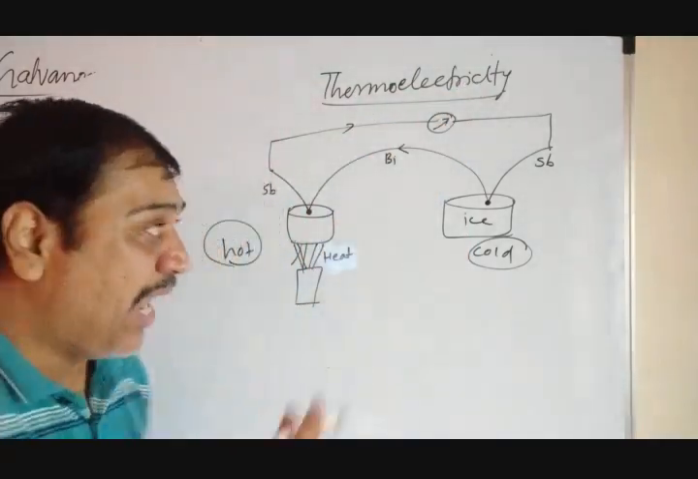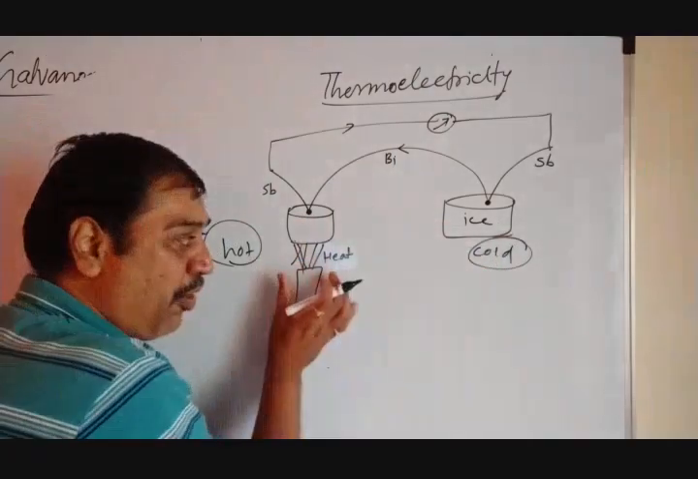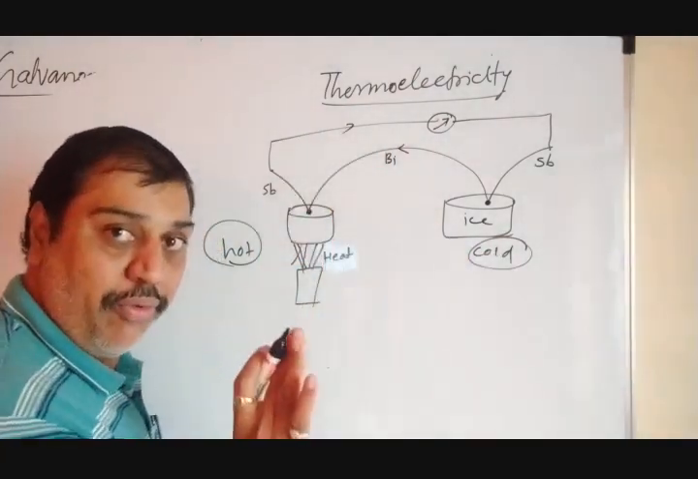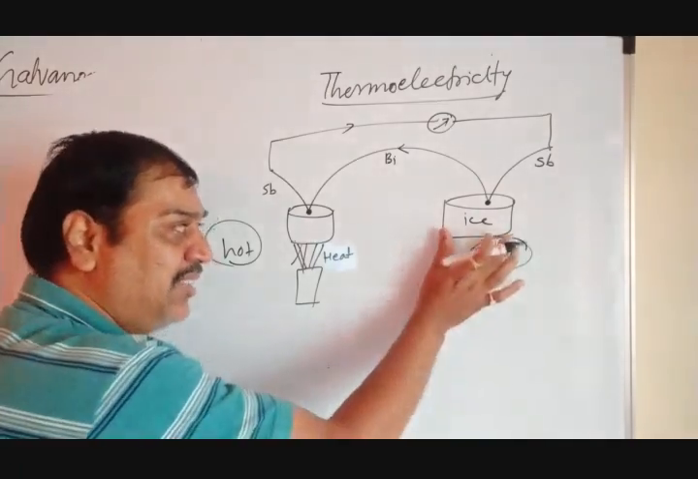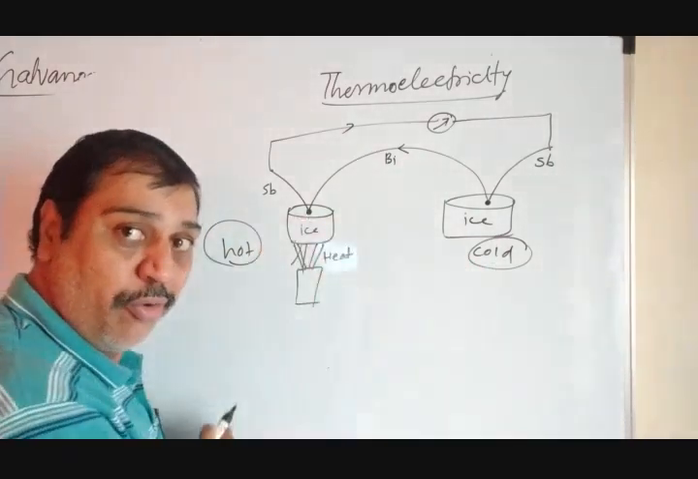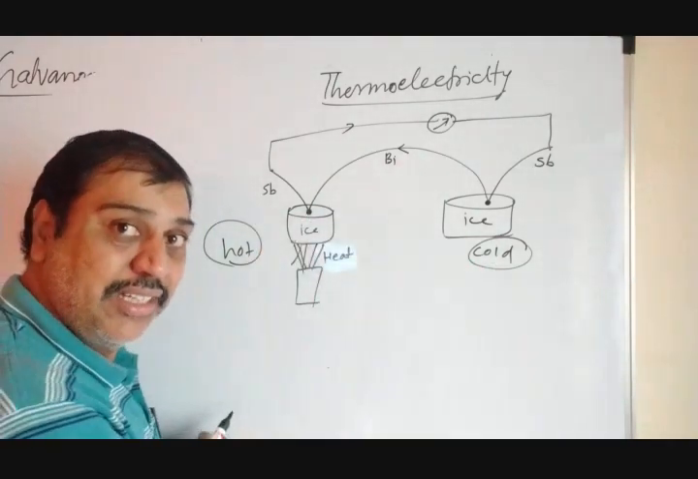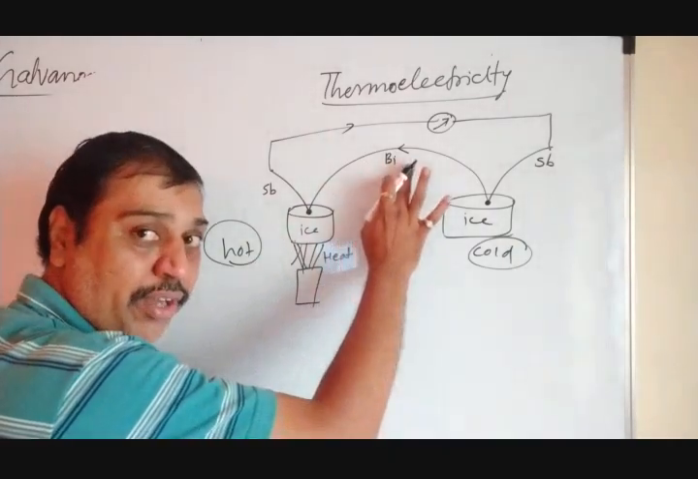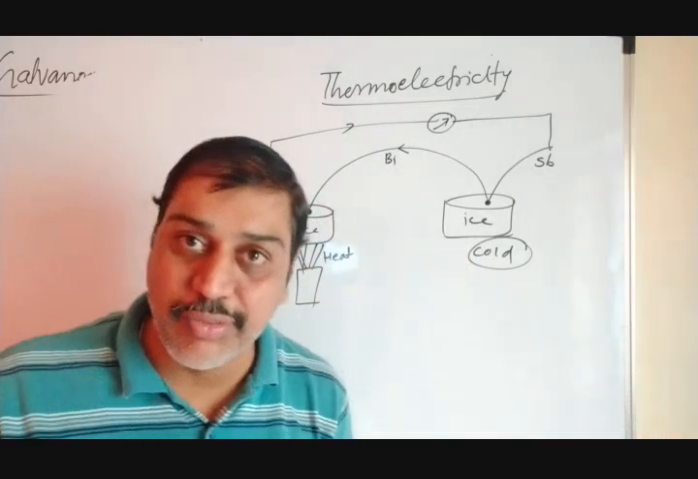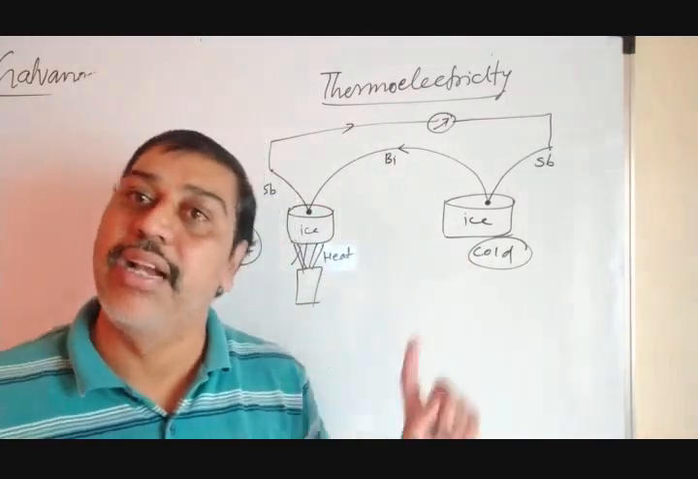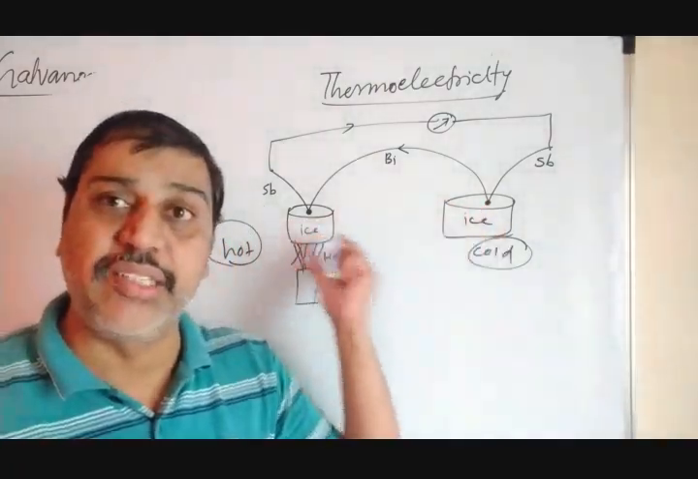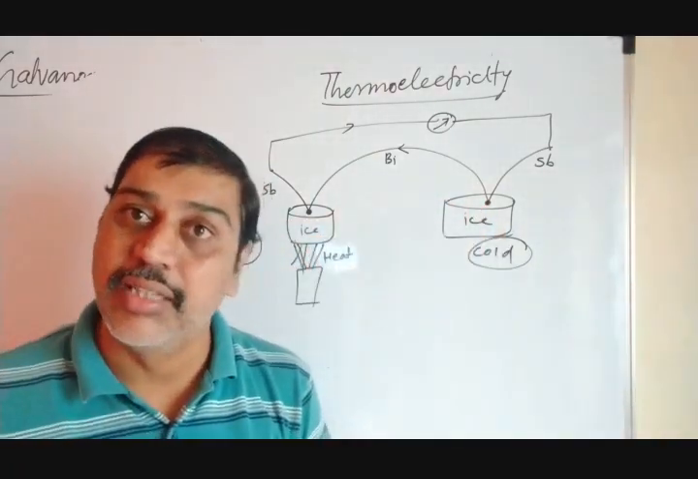Apart from this, we can reverse the current. Just move the ice pot here and the hot pot there, and we can reverse the direction of current, but current still flows. But remember, if this is ice and I make this also ice, the temperature of both junctions would be the same. In that case, current cannot flow because both junctions are kept at the same temperature. The condition is that both junctions must be kept at different temperatures. Such two junctions are said to be thermocouples.